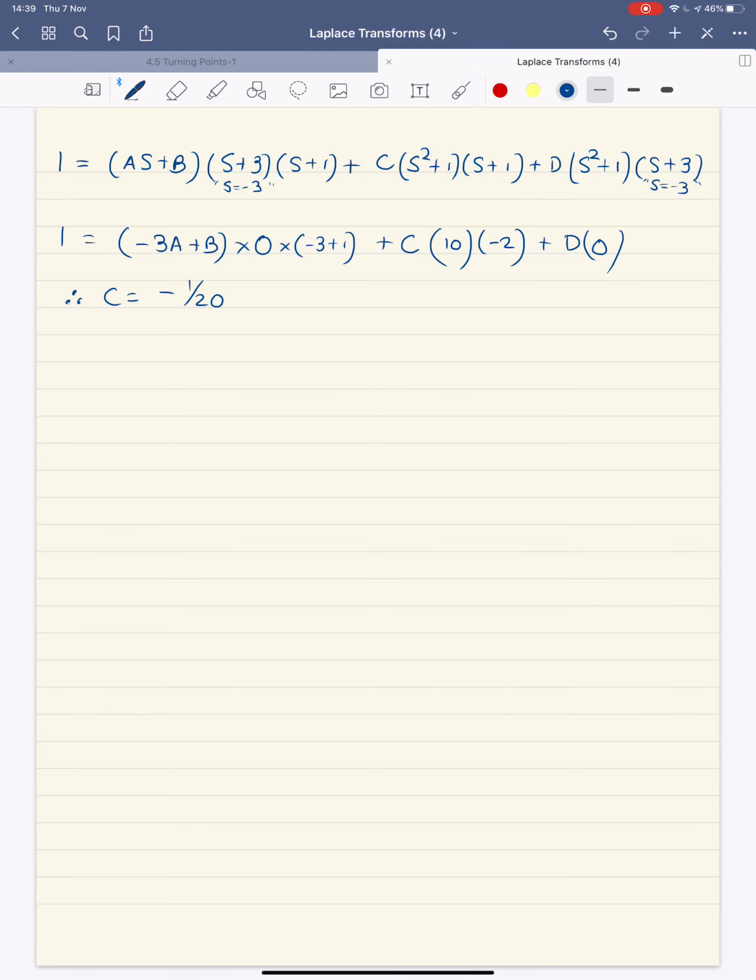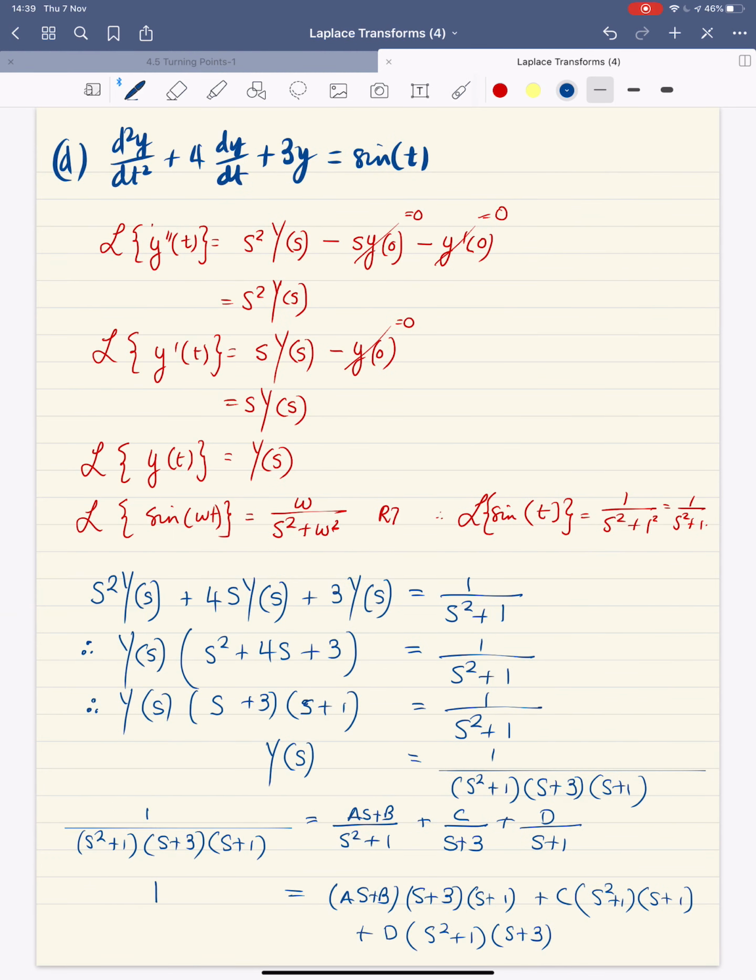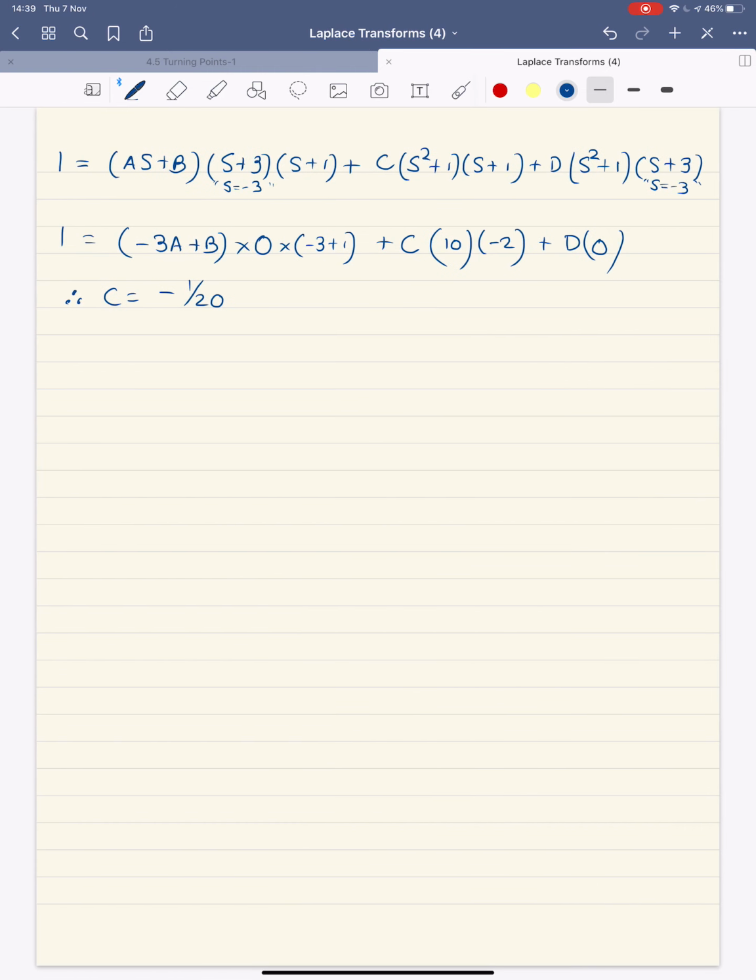Quick check of the answer, which is in front of me, which you can't see. Yes, that is correct. I'm not going to keep going unless I make a mistake. So I've done that one.